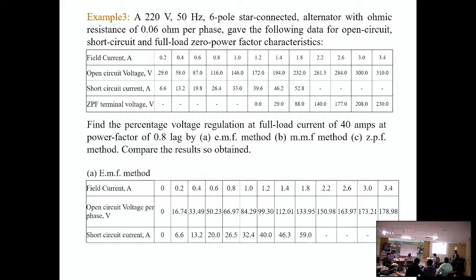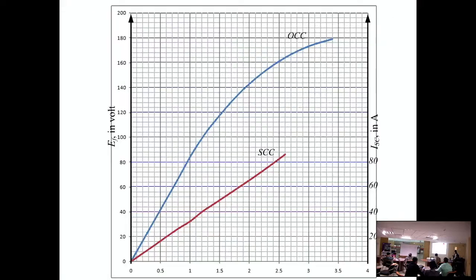So these are the corresponding phase values for this voltage, and the short circuit current will remain the same. We will plot this one versus this one and this one versus this one. So this is the plot. If we plot those data, we will get this OCC and SCC. This is the EF axis in volt and this is the ISC axis in ampere. Okay, so how to calculate ZS?